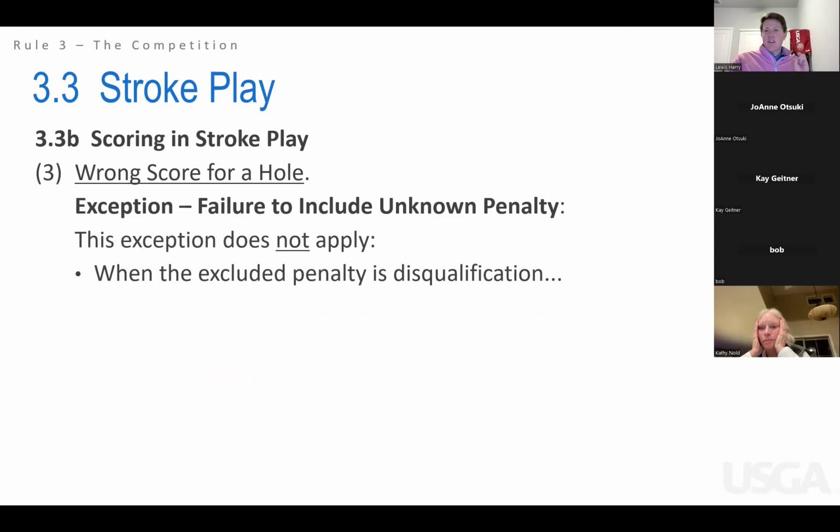That exception does not apply, however, when that penalty is disqualification. If we got a one-stroke penalty or a two-stroke penalty we didn't know about, we're just going to add the 1 or 2 to the score. When we get a disqualification we didn't know about, that's not going to save us in this scenario. We're just going to get disqualified. We're going to get that penalty we should have gotten.